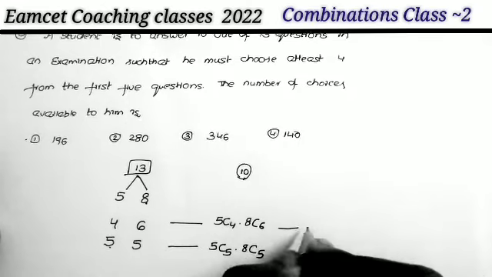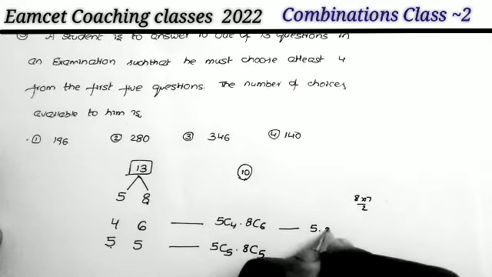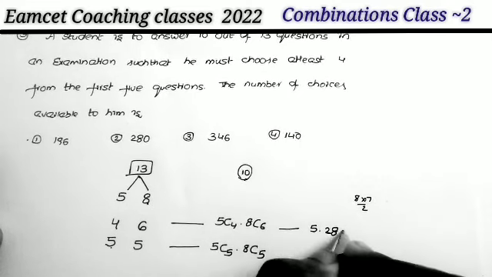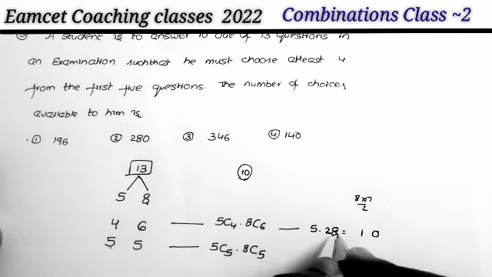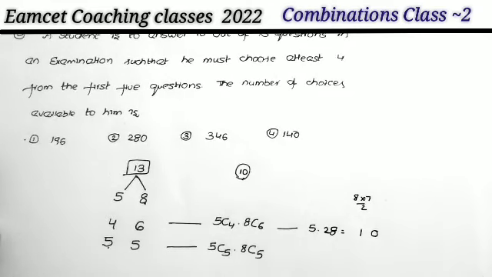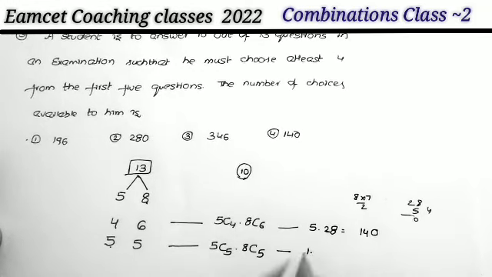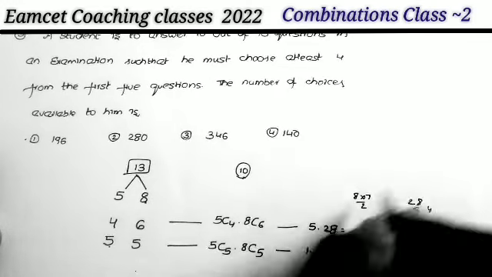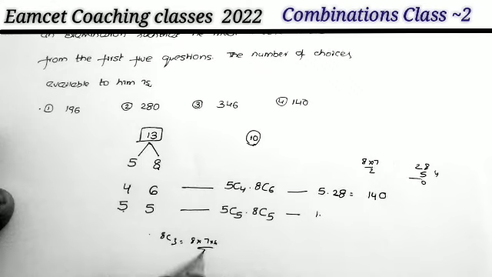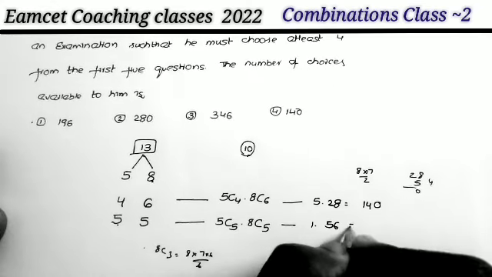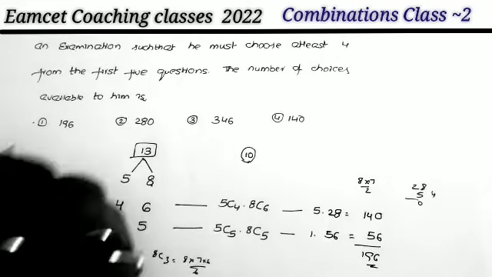Now finding the values and adding these two answers. 5C4 is equal to 5 and 8C6 is equal to 8C2, and 8C2 is equal to 28. 5 × 28 is 140. Now this one: 5C5 is equal to 1 and 8C5 is equal to 8C3, 8 into 7 into 6 by 6, which is 56. So the answer is equal to 196. That's all. This is the answer and which is the first option.